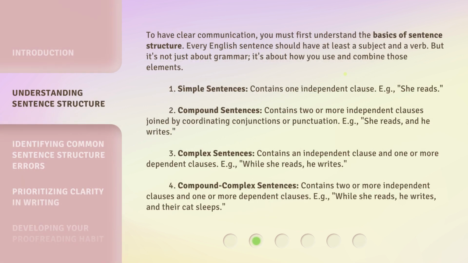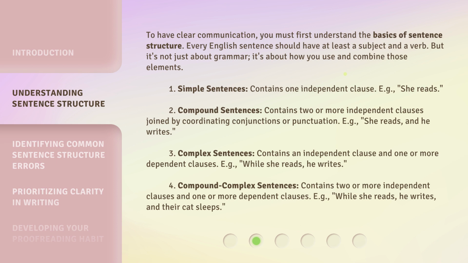To have clear communication, you must first understand the basics of sentence structure. Every English sentence should have at least a subject and a verb. But it's not just about grammar, it's about how you use and combine those elements.